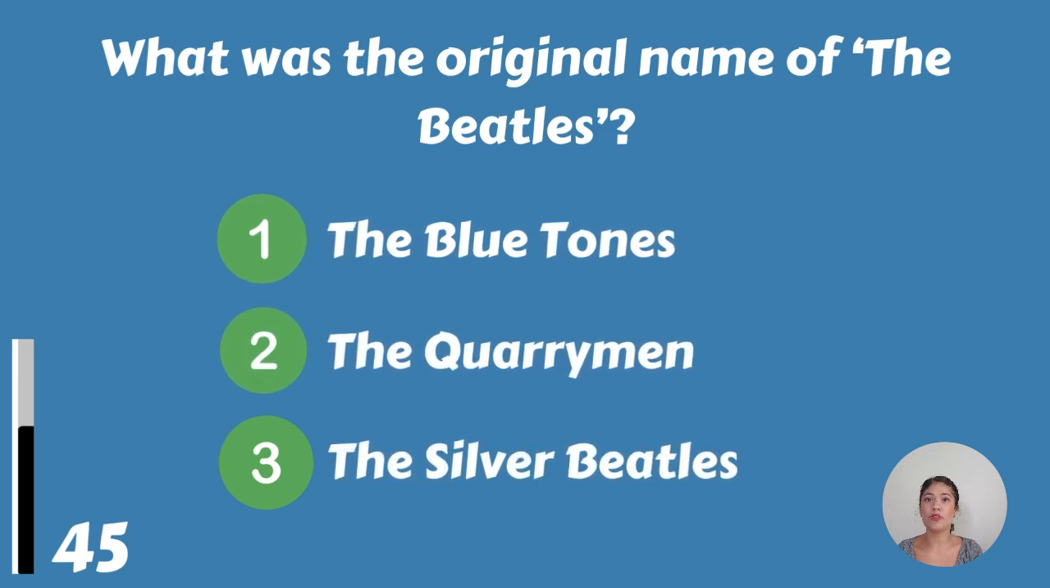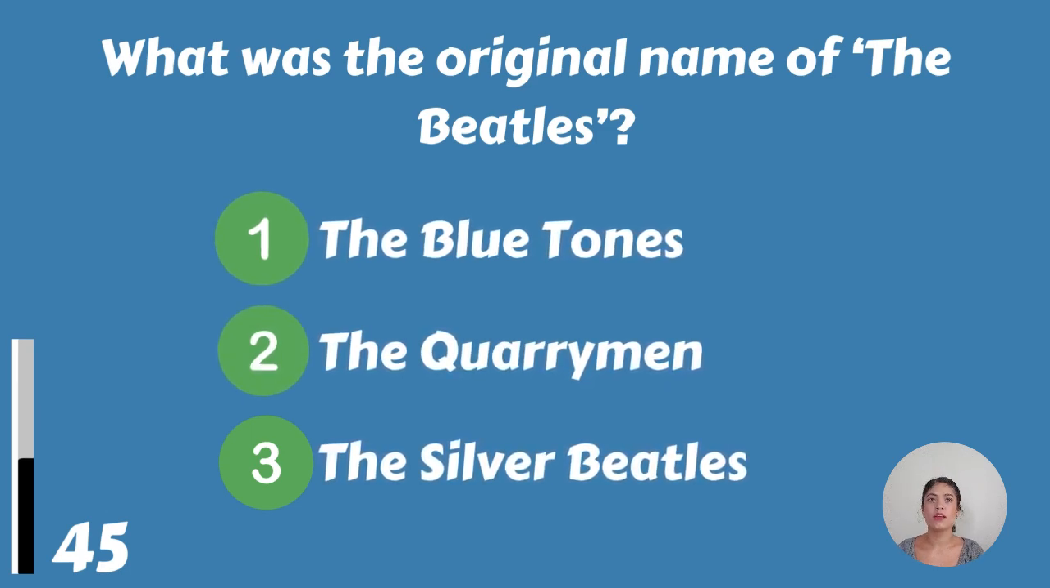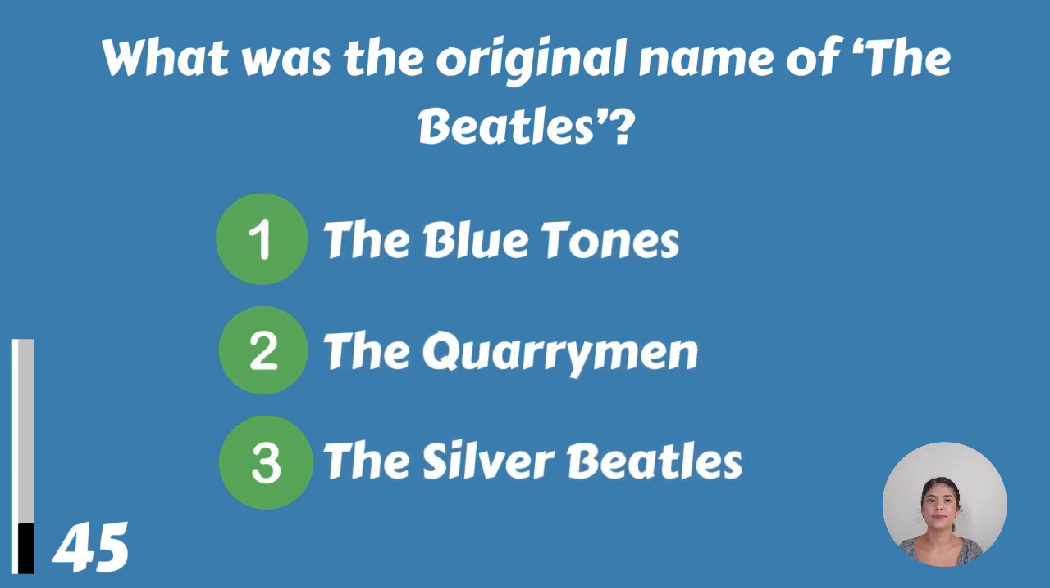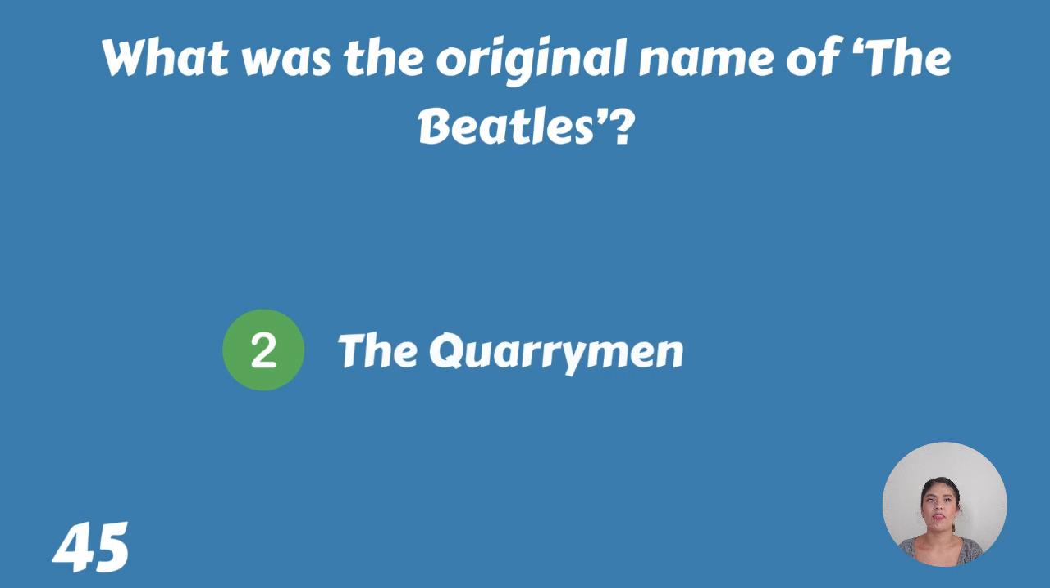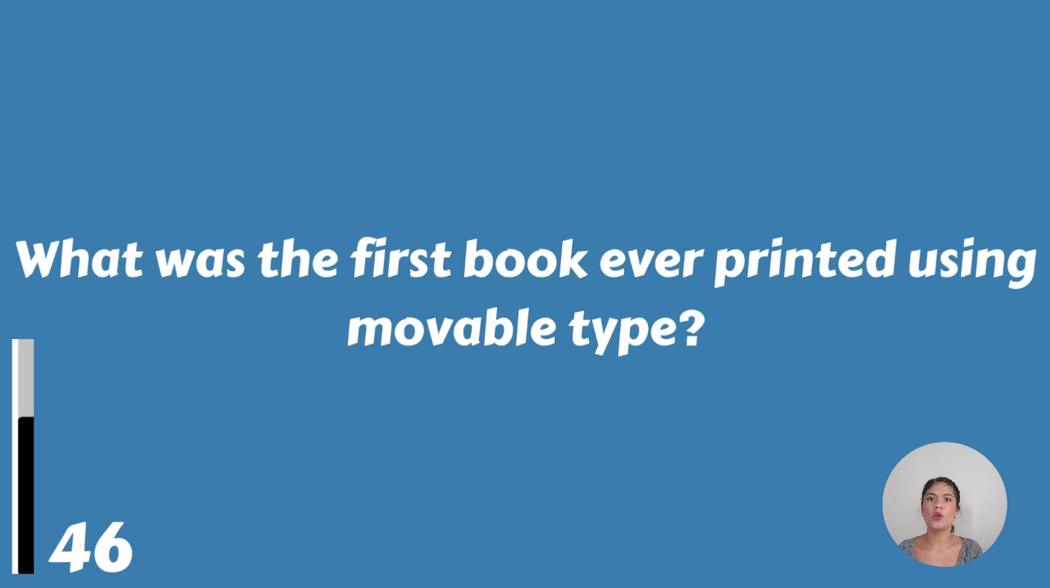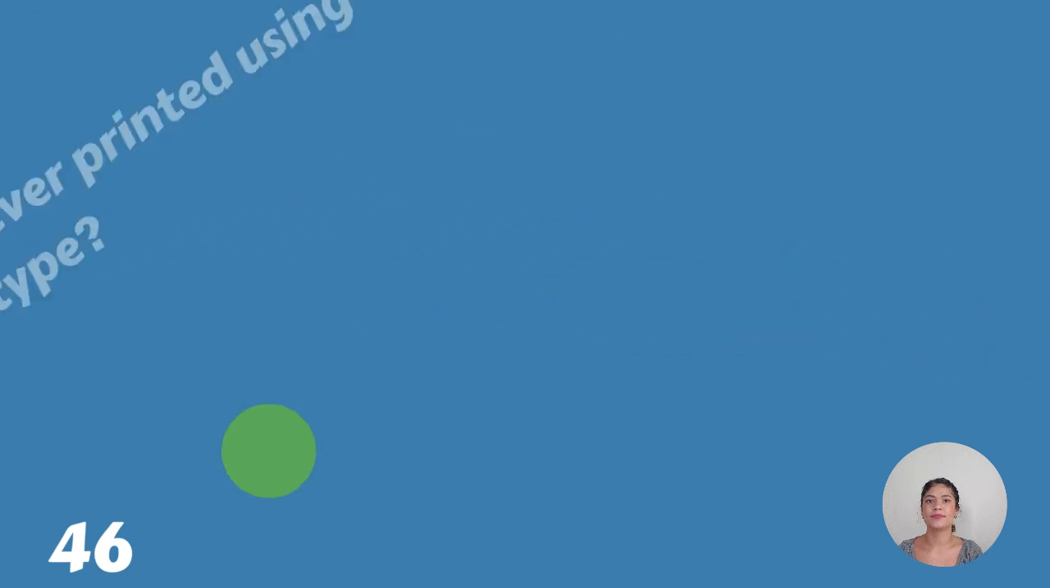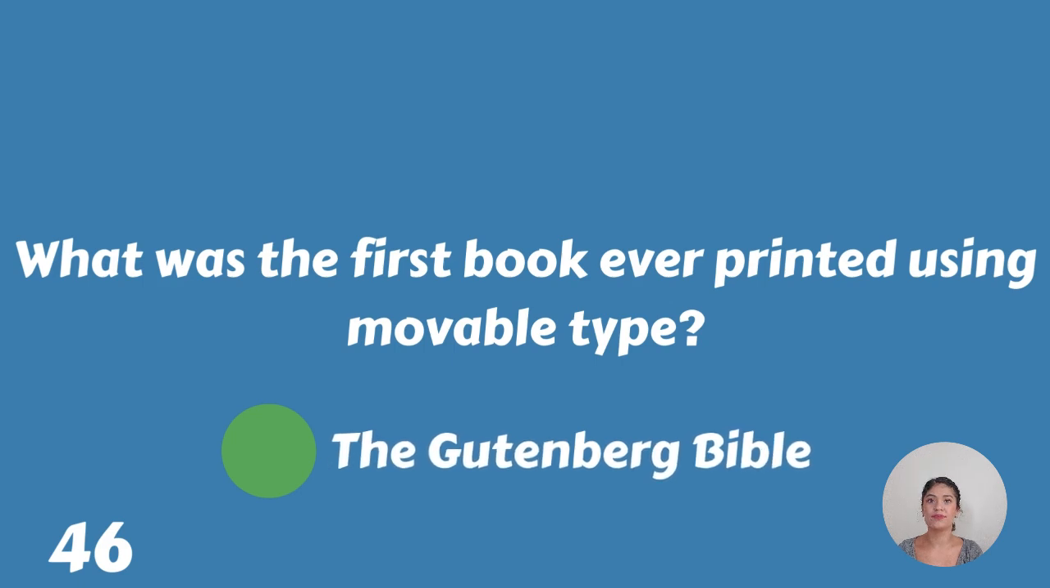What was the original name of the Beatles? The Blue Tones, the Quarrymen, the Silver Beetles. The Quarrymen. What was the first book ever printed using movable type? The Gutenberg Bible.